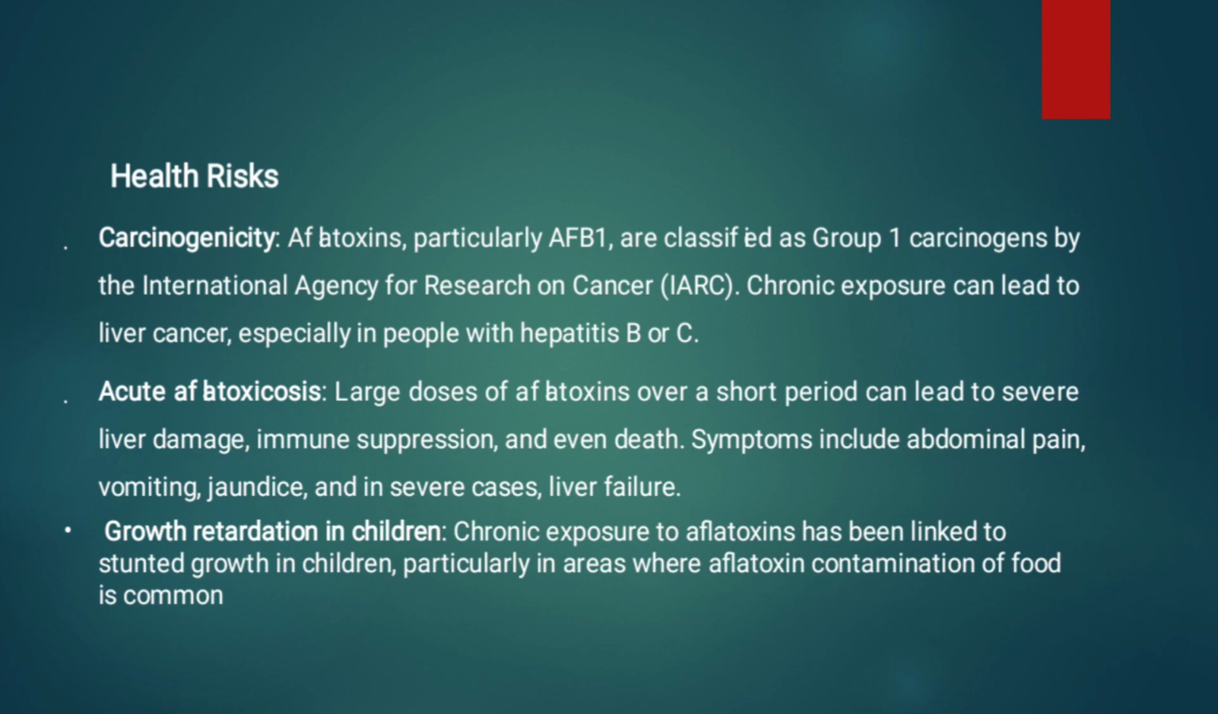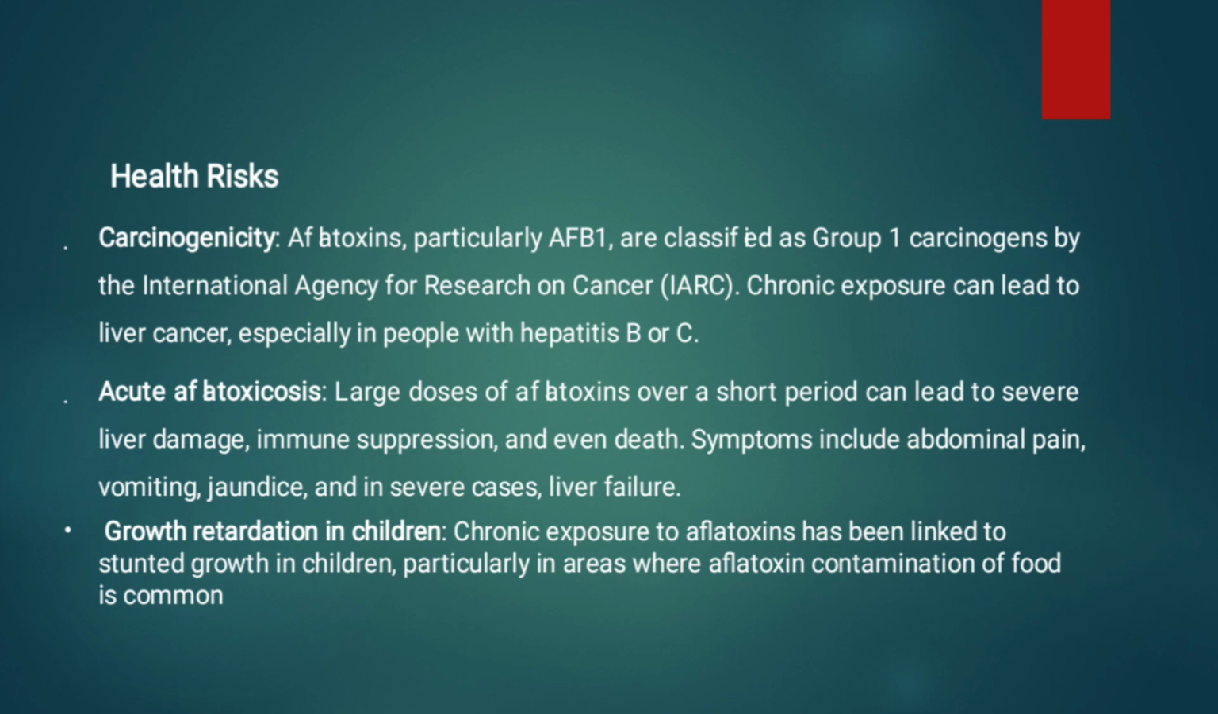The next one is acute aflatoxicosis. A large dose of aflatoxins over a short period can lead to severe liver damage, immune suppression, and even death. Symptoms include abdominal pain, vomiting, jaundice, and in severe cases, liver failure. The last health risk is growth retardation in children. Chronic exposure to aflatoxins has been linked to stunted growth in children, particularly in areas where aflatoxin contamination of food is common.